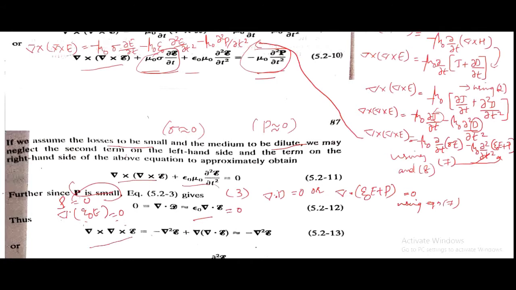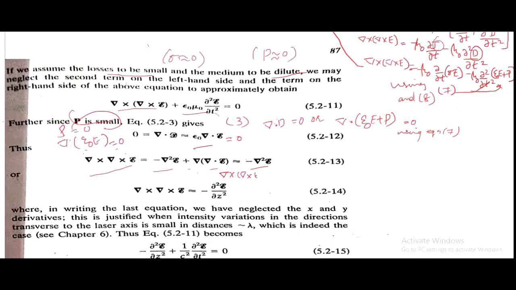Also we can write del cross del cross E equals minus del square E plus del del dot E. And since del dot E equals 0, we can write del cross del cross E equals minus del square E. That is, we can write del cross del cross E equals minus (∂²E by ∂x² plus ∂²E by ∂y² plus ∂²E by ∂z²). But the intensity variation in the directions transverse to the laser axis is small in distance, approximately equal to lambda.